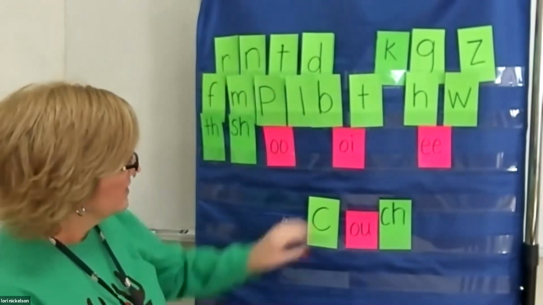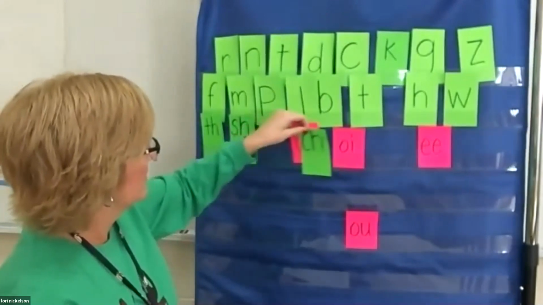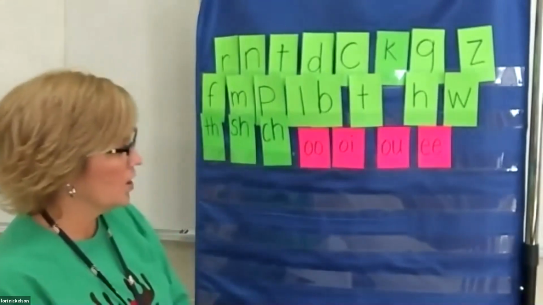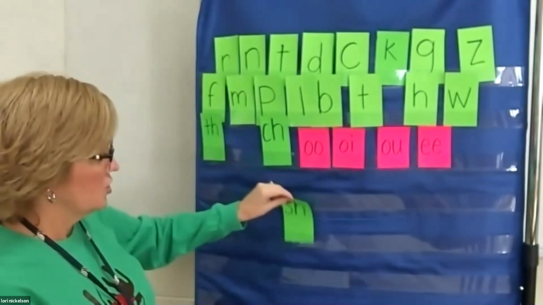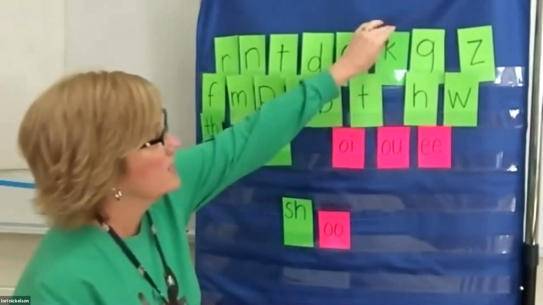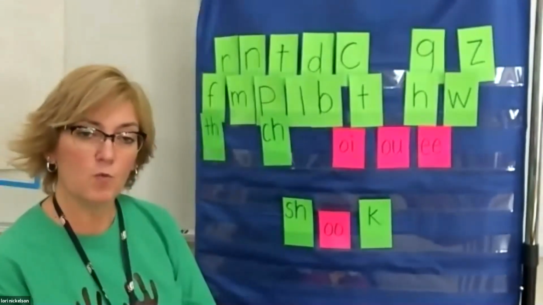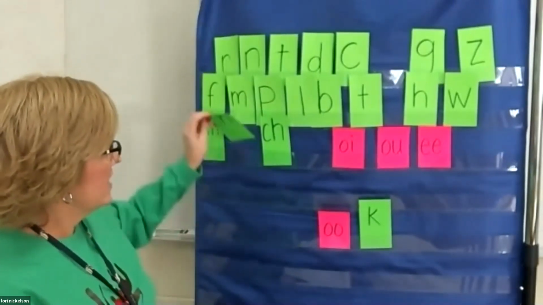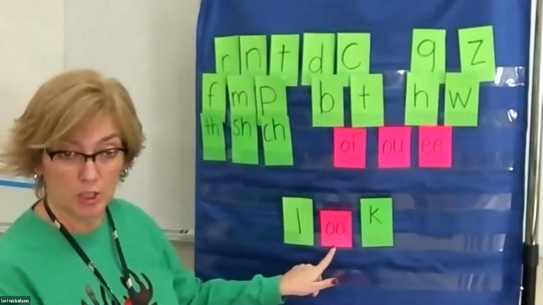So now let's put these back and let's make a new word. Let me slide that over a bit. All right, let's make the word shook. What makes the sh sound? SH, the O's, and the K. All right, so now we have shook. Let's make the word look. Look. So we're going to take out the SH and we're going to replace it with the L. And now we have look.